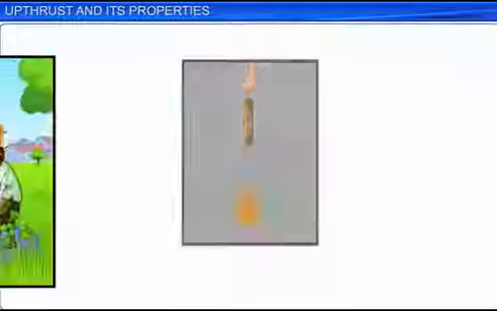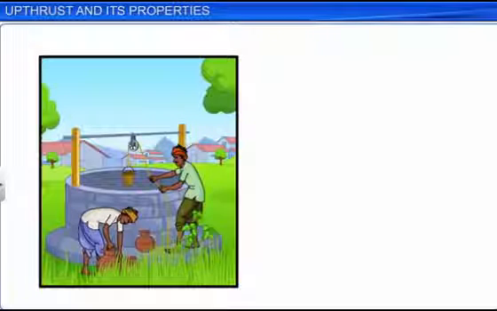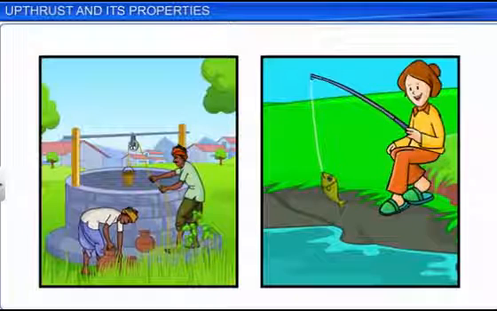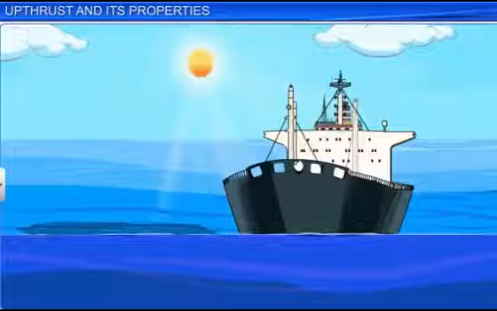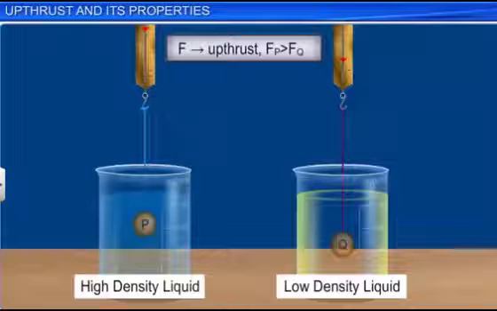Lifting a bucket of water from a well, pulling a fish out of water, and a body weighing less in the air than in vacuum are examples of the effects of upthrust. Let's look at the properties of upthrust. The larger the volume of the body submerged in liquid, the greater is the upthrust. The more the density of the liquid, the greater is the upthrust.